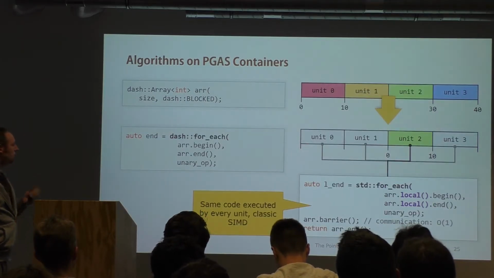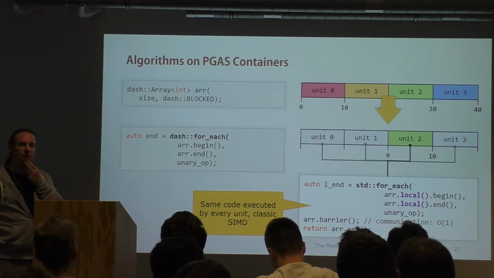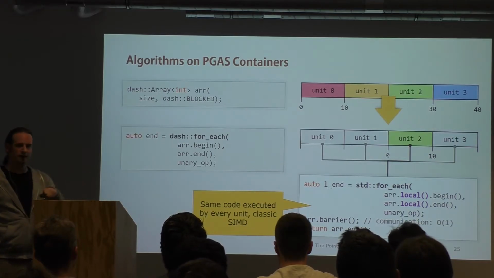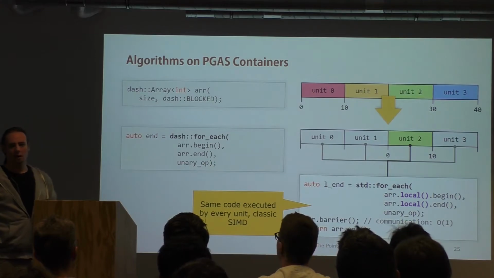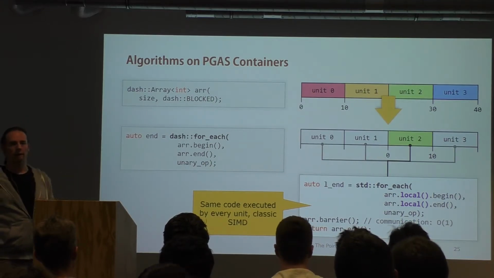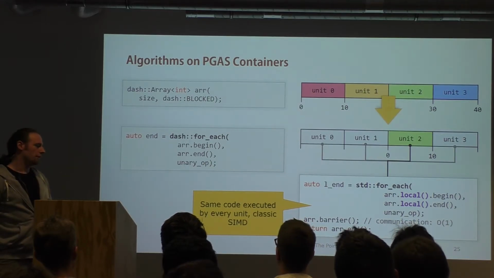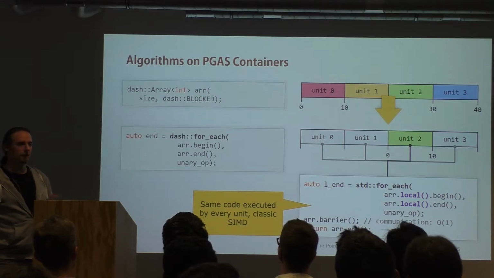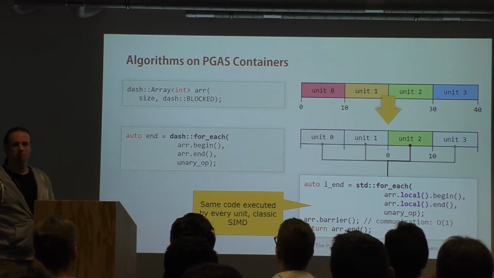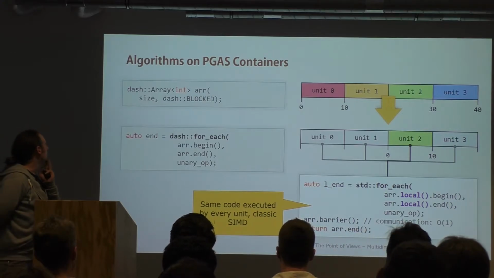So, I said, okay, we want to be a stand-in replacement for STL. So you just replace std:: with dash:: and it should give the same semantics and behaviors as you know from STL. Now let's see what we get with this.